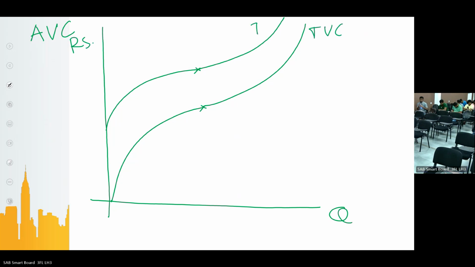BC. Again, let's draw straight lines to PVC to calculate AVC. From the origin, I draw straight lines.